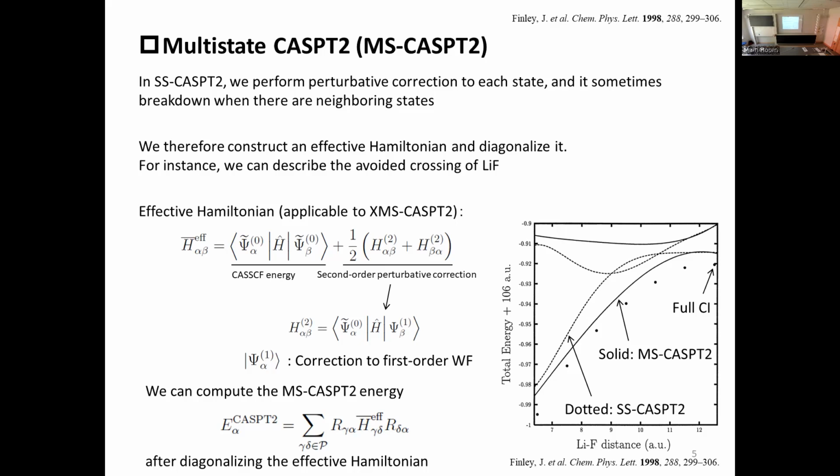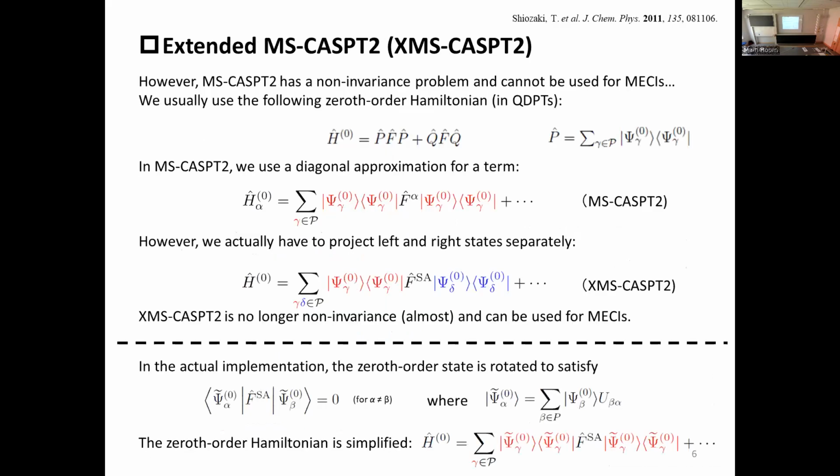But the problem is MS-CASPT2 cannot be applied to MECIs, because, as I will show in the result later, with MS-CASPT2 the potential energy surface is very distorted. So to fix this non-invariance problem, we usually use XMS-CASPT2, which was proposed by Shiozaki 10 years ago.